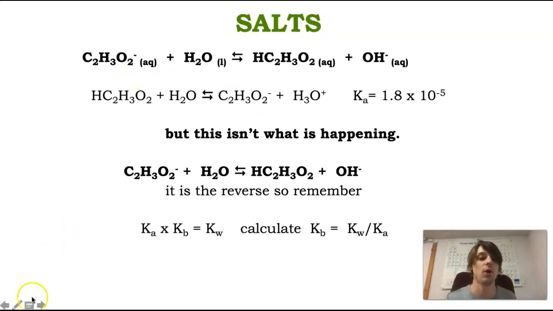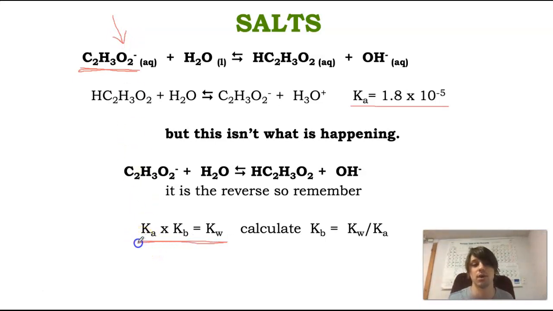So this equation is what would be happening here. This conjugate base reacts with water and produces the weak acid and OH. So that's going to make the solution basic because it's producing OH, and it's going to reach equilibrium. I can use the Ka from this reaction to get the Kb of this reaction and figure out how much OH is produced. Well, how do I do that? On your equation sheet, you should see this expression: Ka times Kb equals Kw.